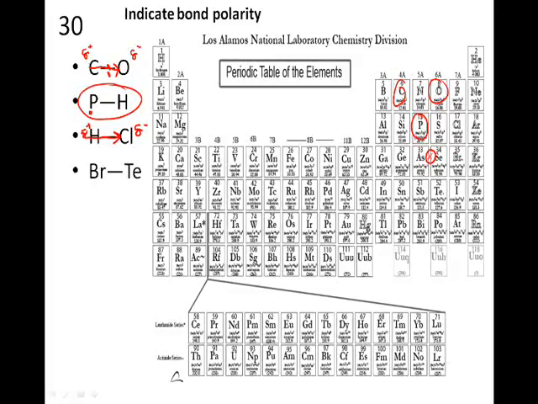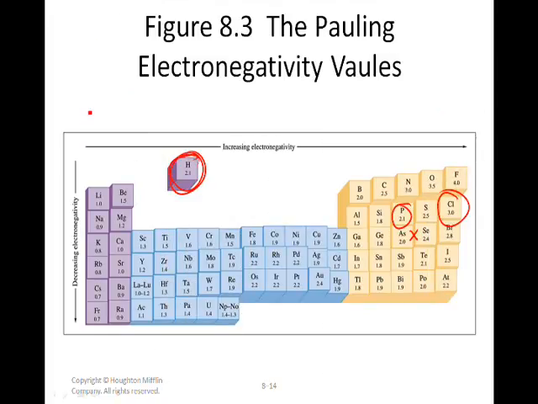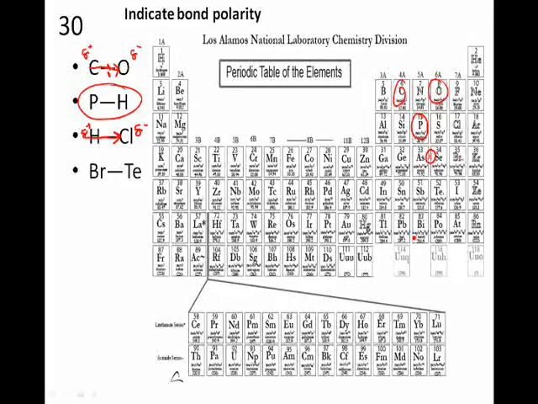Now, bromine and tellurium. See if I can get some of these to go away. Here's bromine, and where is tellurium hiding? You can see, of course, even if you didn't know the numbers, you'd be able to predict that bromine has a greater electronegativity. So this would be the partial negative and the partial positive charge, and we might draw our arrow this direction.